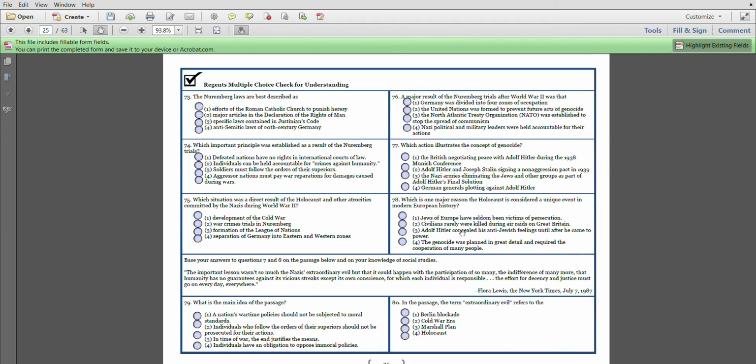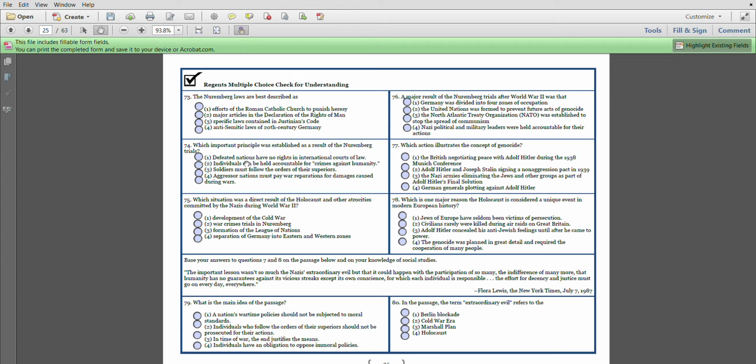Regents multiple choice check for understanding. 73. The Nuremberg laws are best described as efforts of the Roman Catholic Church to punish heresy, major articles in the Declaration of Rights of Man, specific laws contained in Justinian Code, or anti-Semitic laws of 20th century Germany.